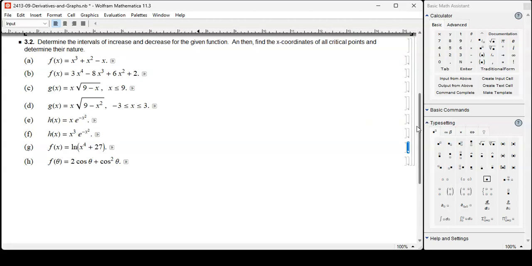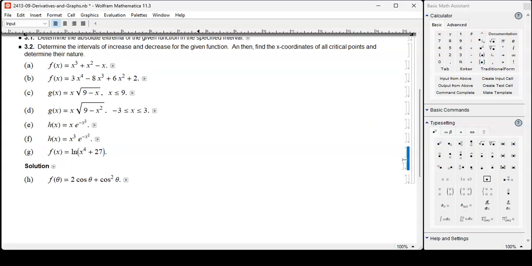The final problem here, a trigonometric function, well, I think this problem is worthy. So let's do this problem in a separate video. Part H.